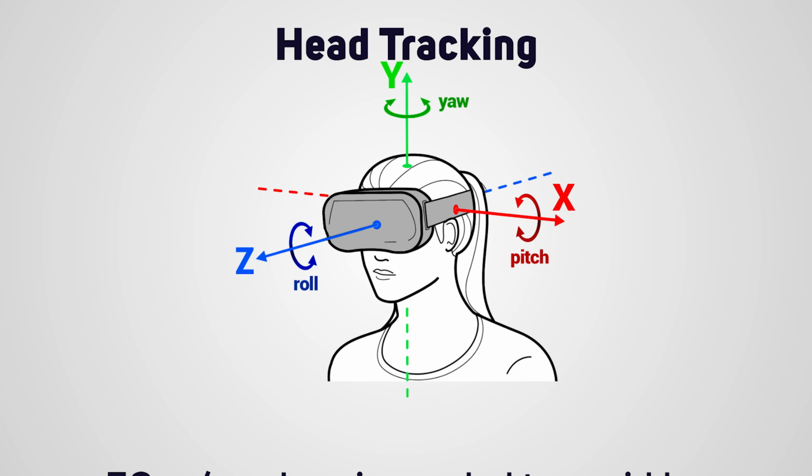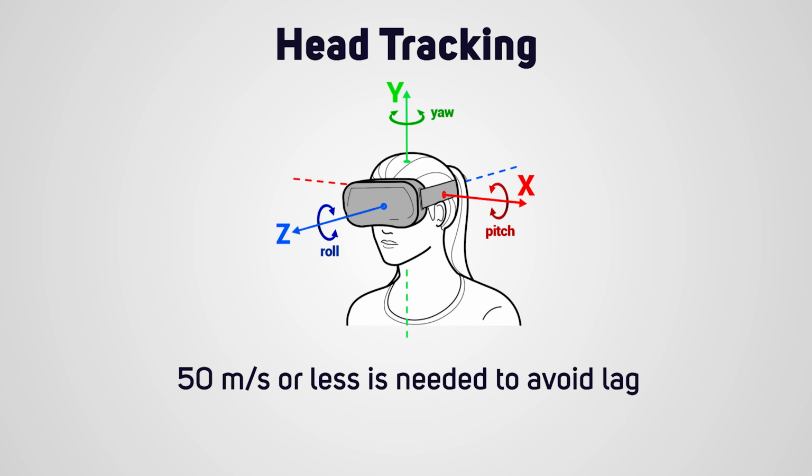Head tracking technology needs low latency to be effective. 50 milliseconds or less is needed so that you don't detect the lag between when you turn your head and when the VR environment changes.